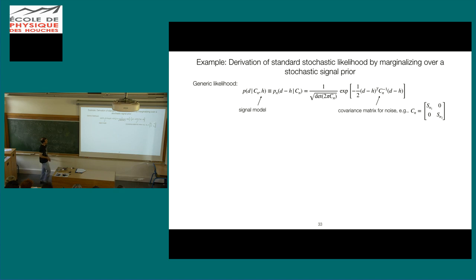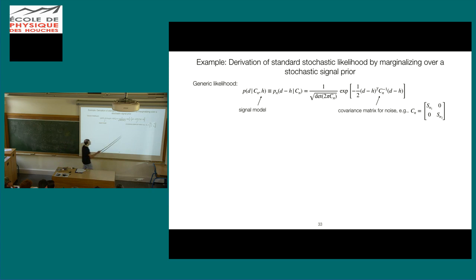So here I have a generic likelihood function, okay? The probability of the data given, say, the noise covariance matrix and some signal model, and the signal model can be either for a deterministic signal or a stochastic signal. That likelihood function is just given by the probability distribution for the noise. So you take the data and you subtract off your signal model. If your signal model is correct, this should just be effectively detector noise, and hence is given by this probability distribution here. So the likelihood function can be written as the probability distribution for the noise, where the noise here is the residual, the difference between the data and your signal model, okay?